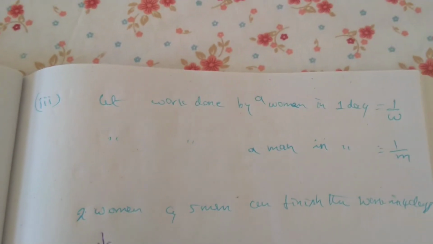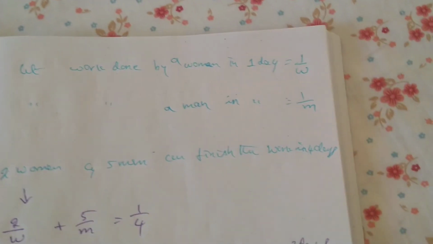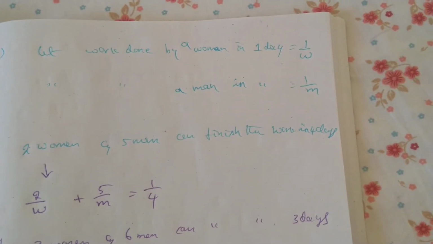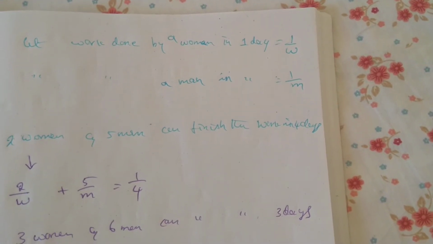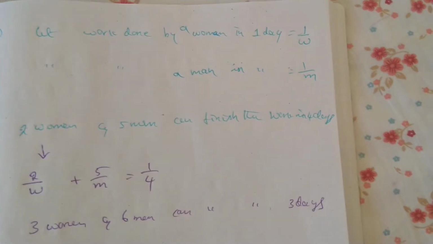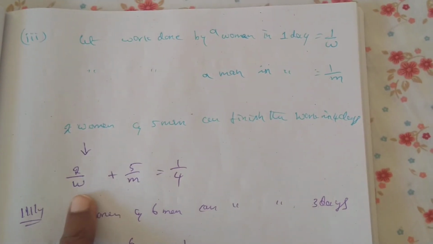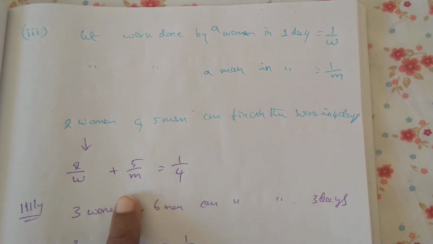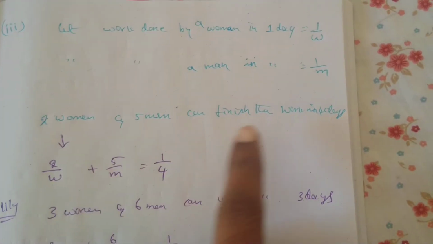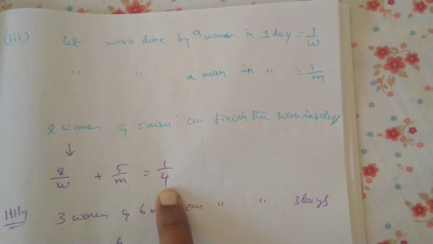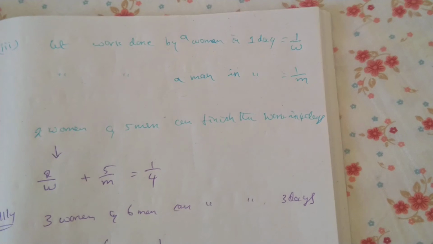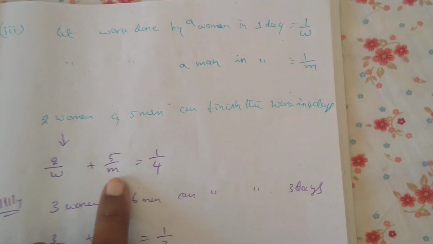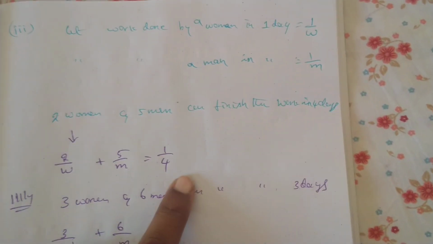Let us say if there are W women, in 1 day what is the work done by each woman? 1/W. If there are M men, what is the work done by each man? 1/M. Now what is the condition? 2 women, that means 2 into 1/W, and 5 men, that means 5 into 1/M, together can finish 1/4 of the work, because together they can finish in 4 days. So 1/4 of the work is 1 day's work. This is the equation.